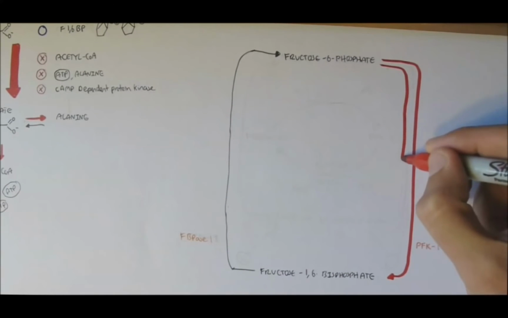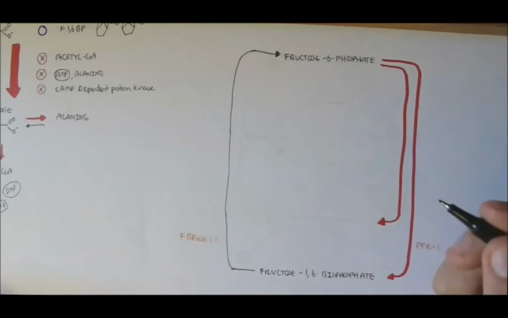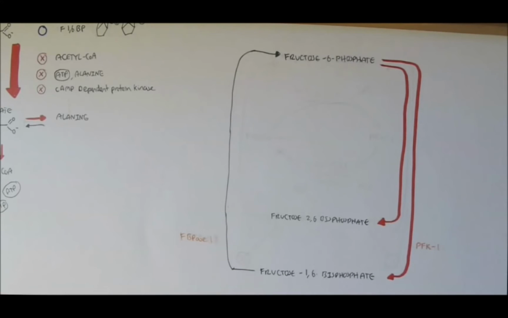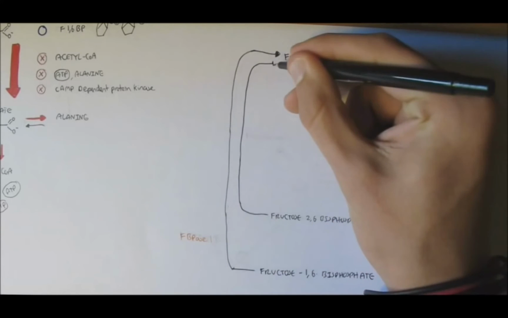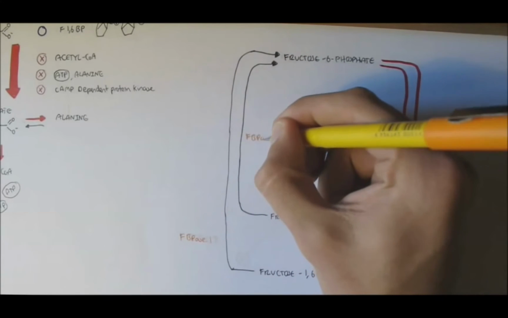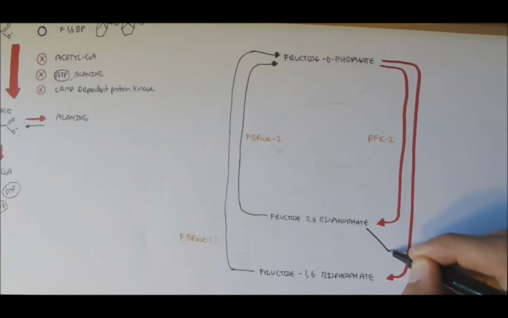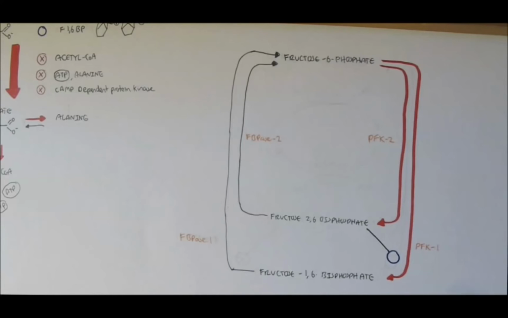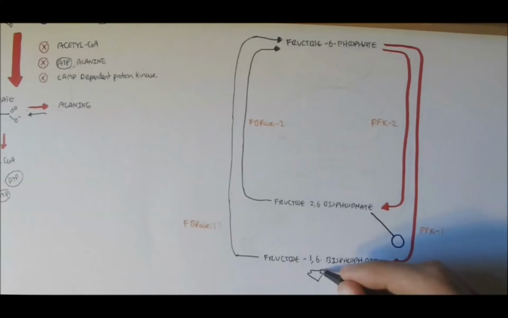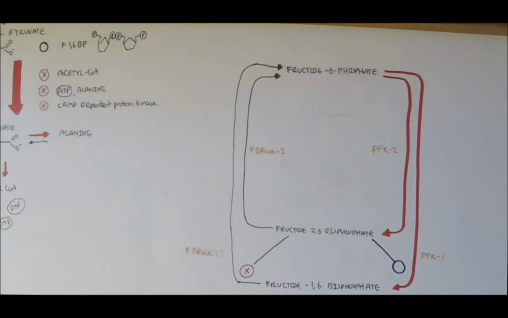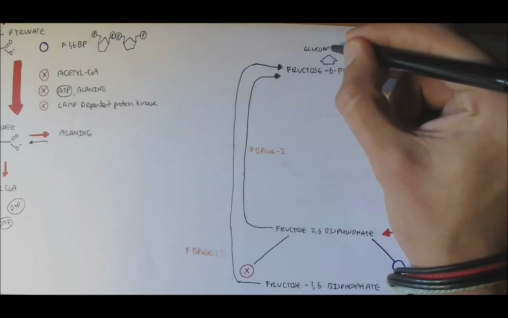However, fructose 6-phosphate can also convert to fructose 2,6-bisphosphate, which is another product, right? And this is done by the enzyme phosphofructokinase 2. And then it can go back to fructose 6-phosphate by the enzyme fructose bisphosphatase 2. See the same naming, except just different numbers? So fructose 2,6-bisphosphate will stimulate phosphofructokinase 1 and glycolysis, making more ATP. However, fructose 2,6-bisphosphate will inhibit fructose bisphosphatase 1. So it will inhibit gluconeogenesis.